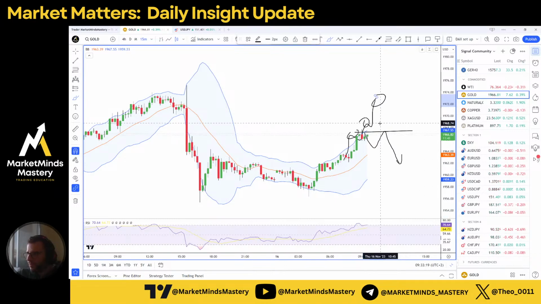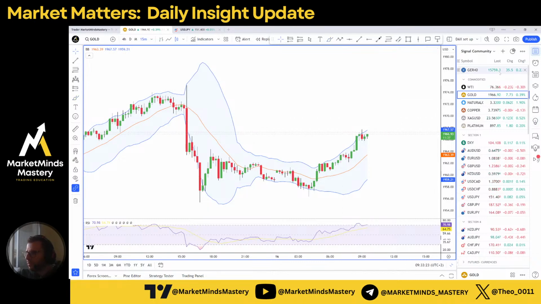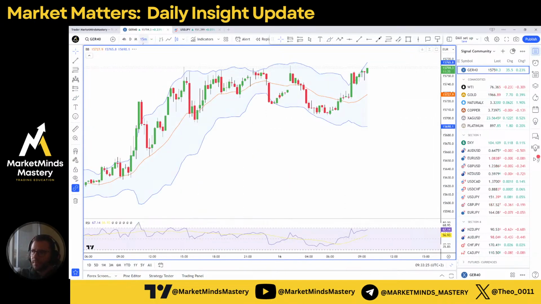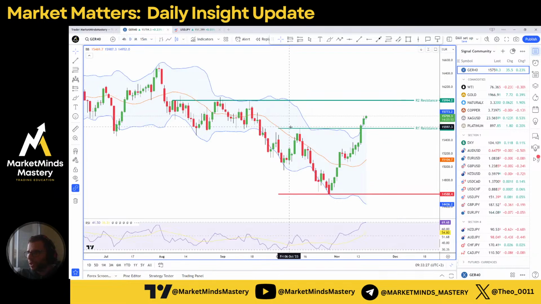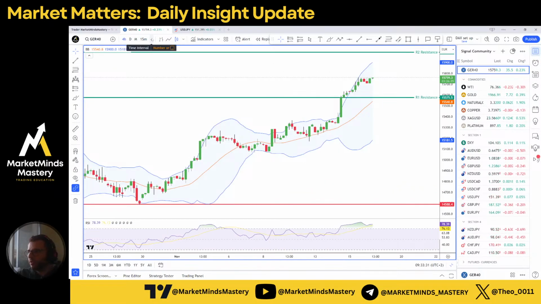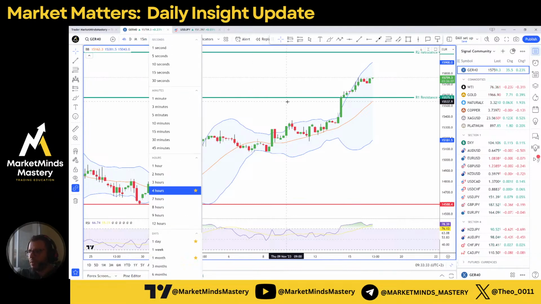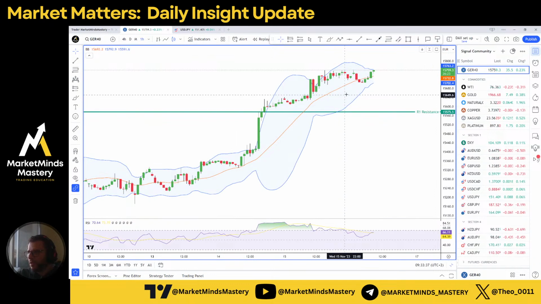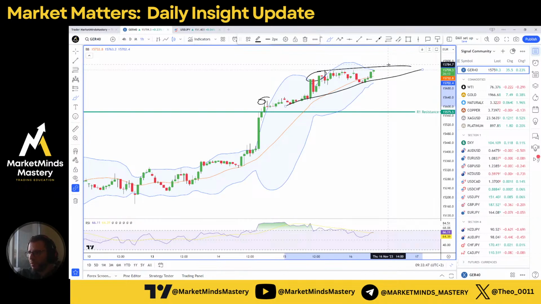Okay, guys. German 40 on the daily chart. Price makes higher highs and higher lows. That's definitely bullish. On the 4-hour chart, the same. On the 1-hour chart, yesterday the price made this higher high, and since then is trading with this.